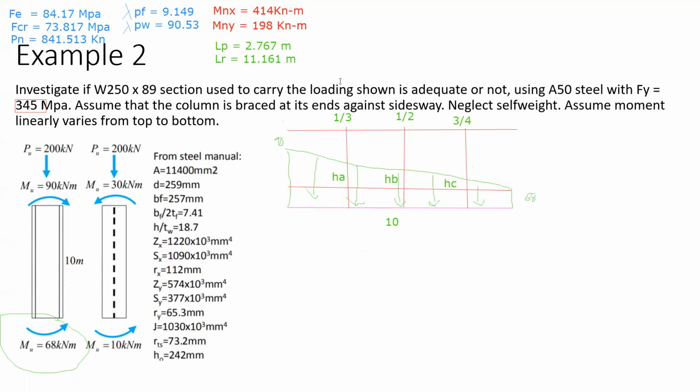Pero if we draw that like something else, magmumukha siyang similar triangle. Ayan. Wherein, kung 68 ito, at 90 ito, ano ang height na to? Di ba that is simply 90 minus 68. So, ilan yung value? 22. 22 po. Okay.